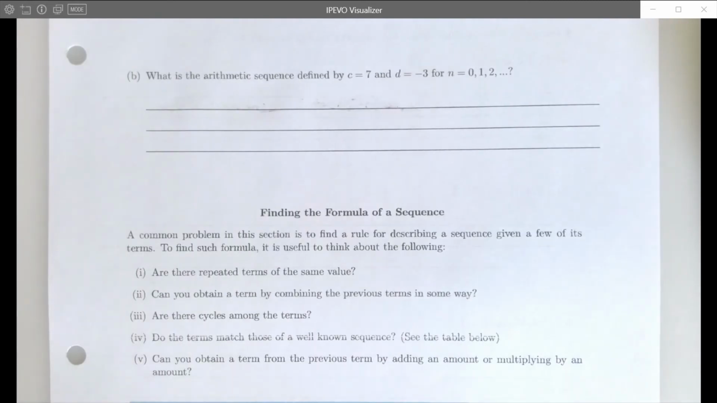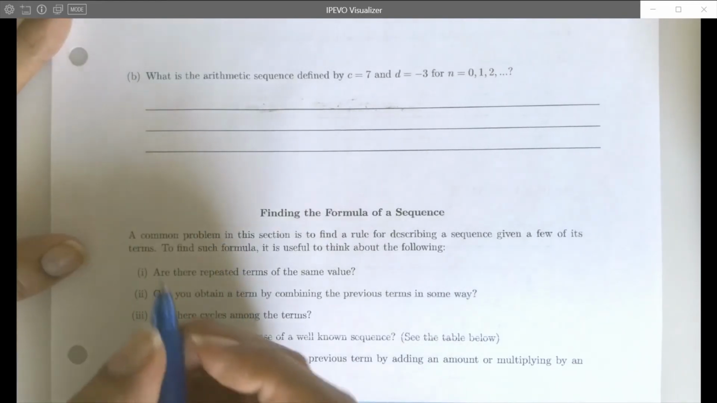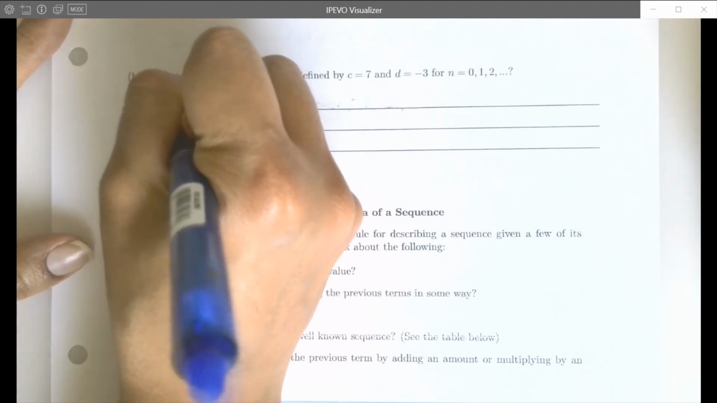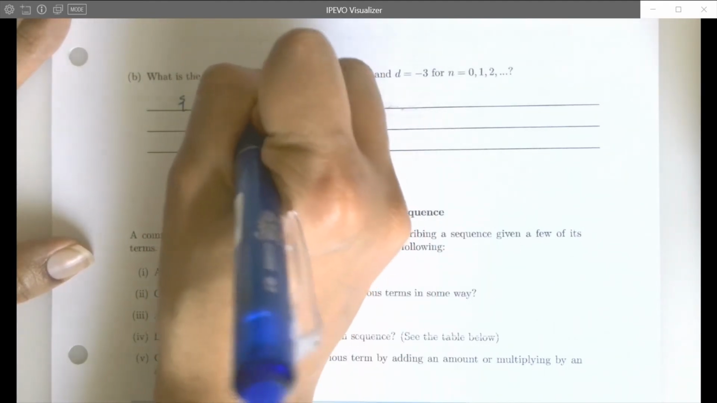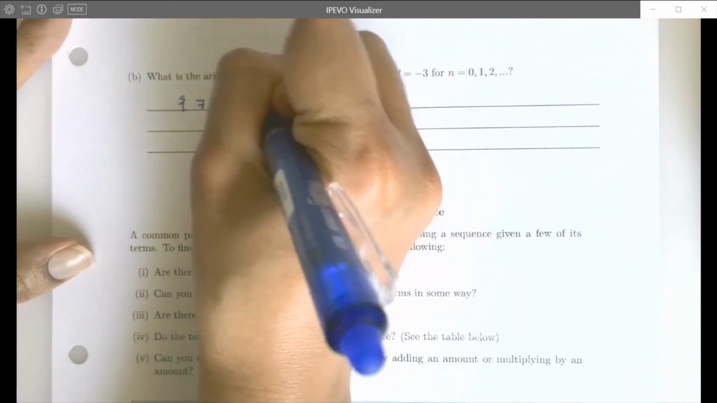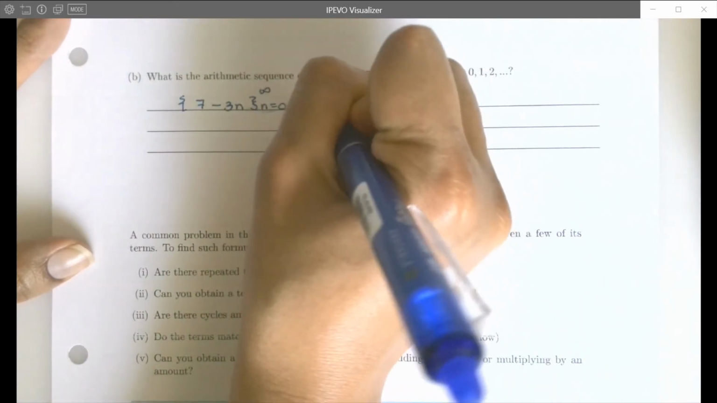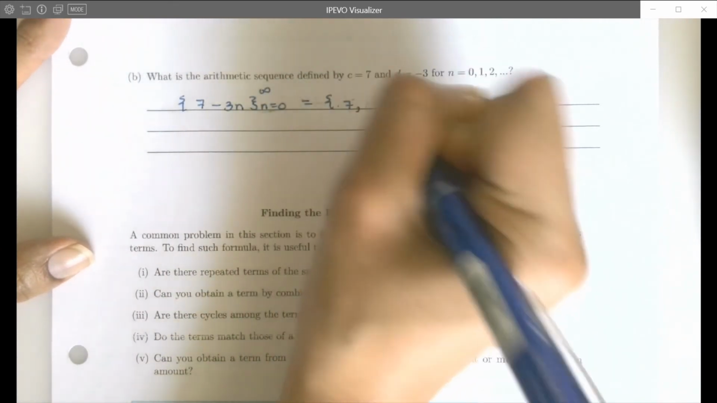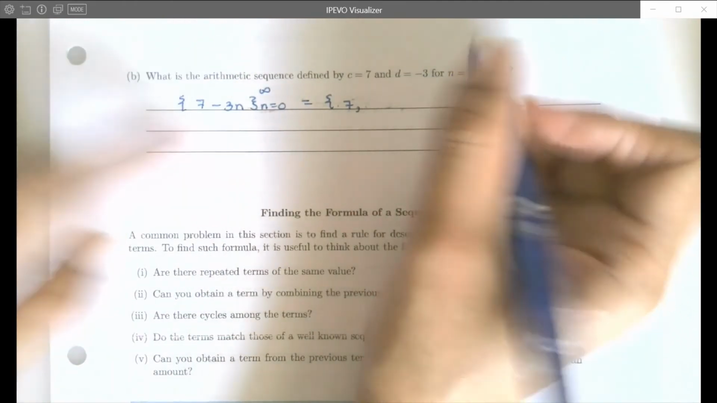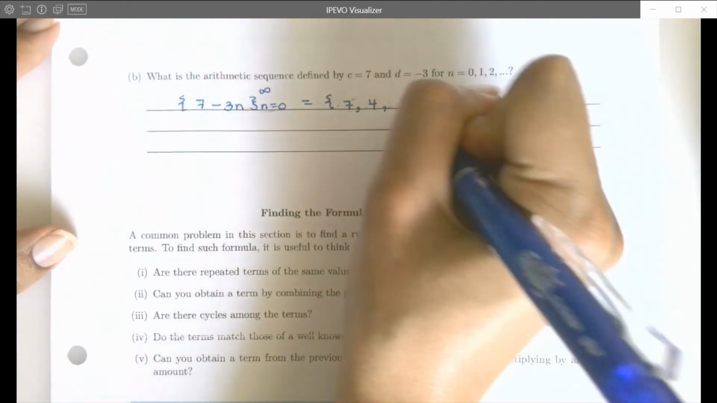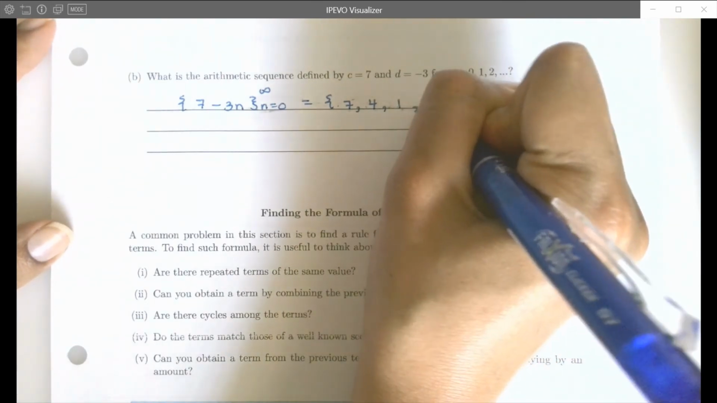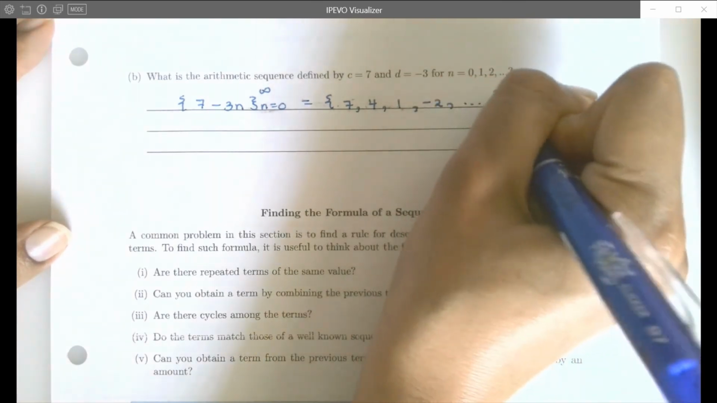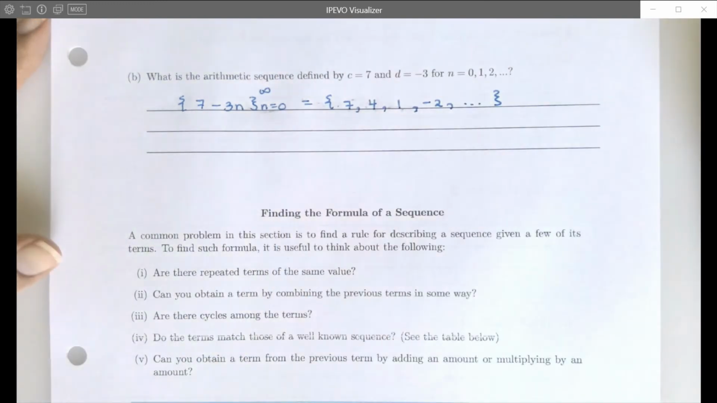For part B, they want us to find the arithmetic sequence that is defined by C being 7 and D being -3. So in general, we're going to have 7 minus 3n. N ranges 0 to positive infinity. So we start at 7, and then when n is 1, that means we're subtracting 3. And then subtract 3 and we get 1. Subtract 3 and we get -2. And the pattern simply continues.